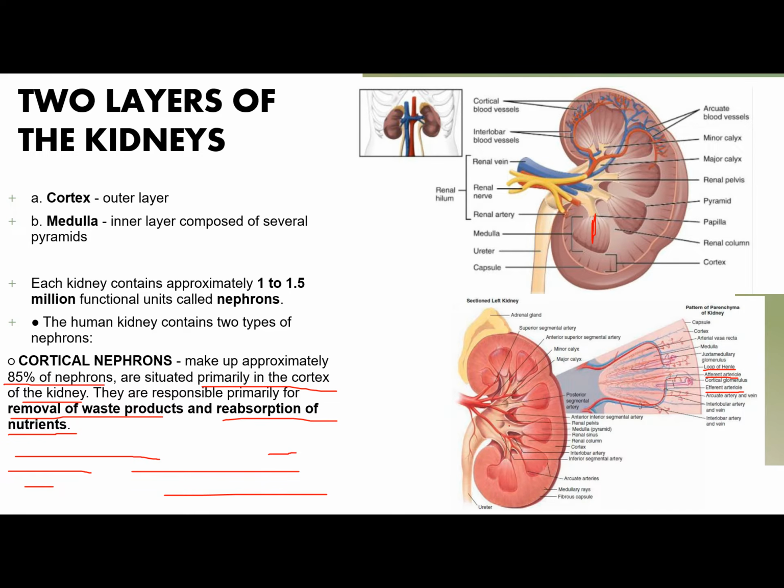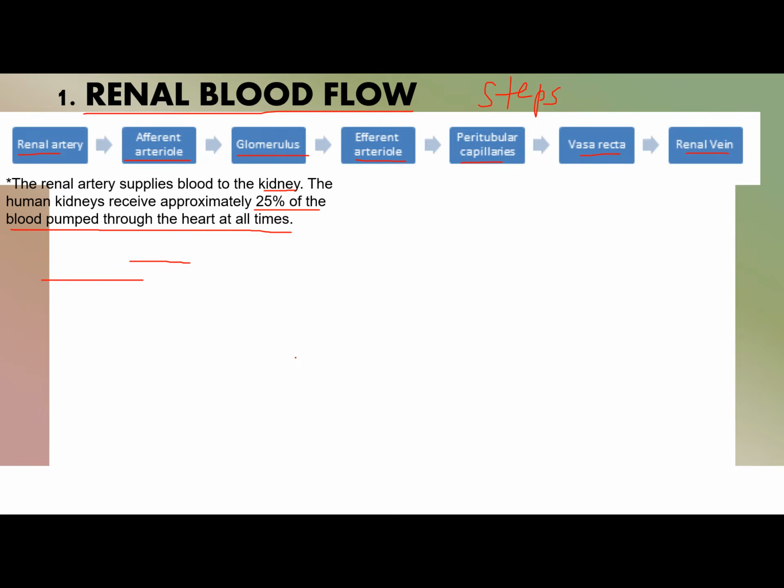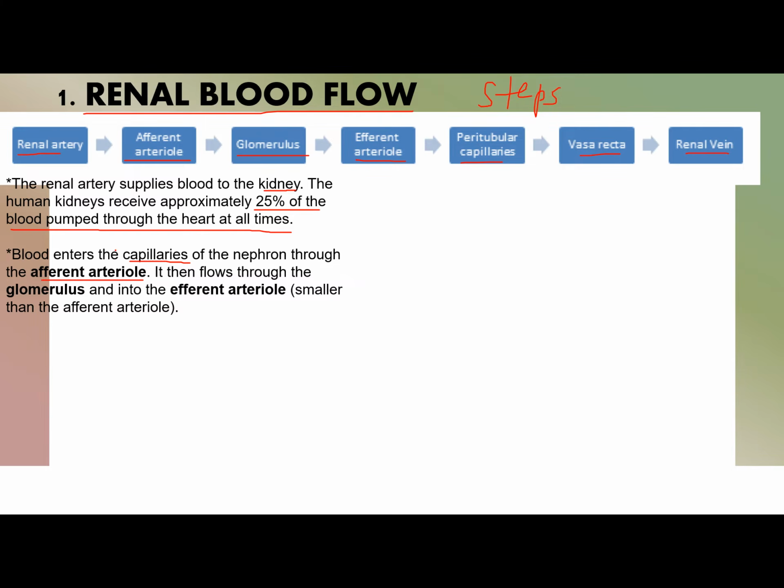So from the renal artery, pupunta na siya dun sa mga ano ng kidneys and nephrons. It would go to the different capillaries, afferent arteriole, efferent arteriole. So continue natin. So mag-enter siya from the renal artery to the afferent arteriole, and then it would flow through the glomerulus. Then after the glomerulus class, pupunta naman siya sa efferent arteriole.